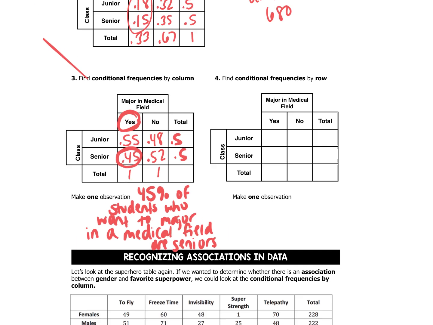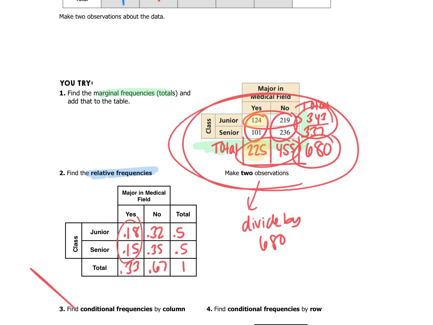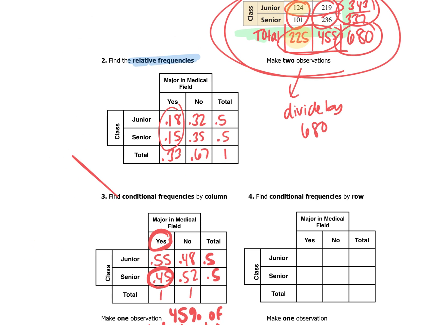Okay, for lack of time in making this video, I'm going to have to skip this next one. It's on Google Classroom, but you just divide by the row total instead. So it'd be 125 divided by 343, 219 divided by 343, etc.